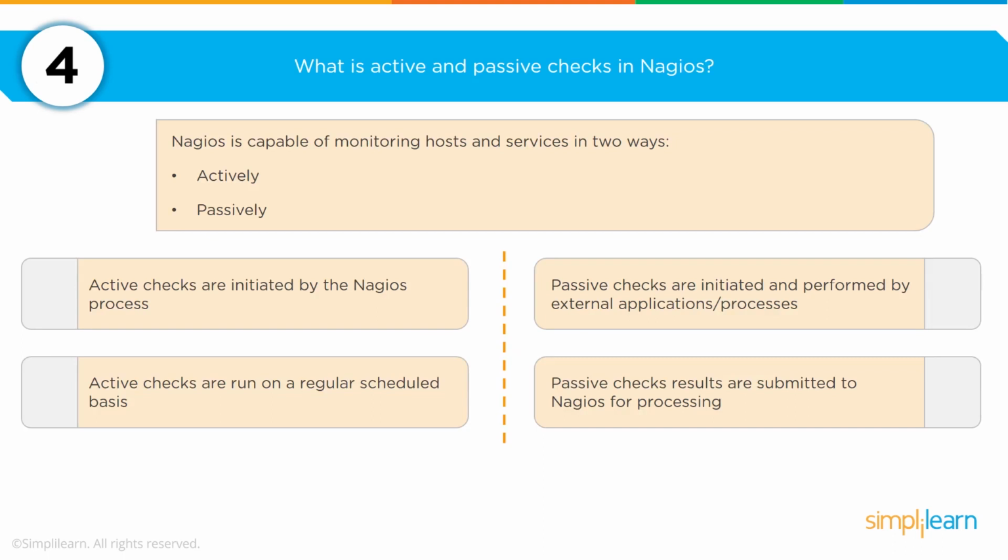So there are two types of checks within Nagios. You will be asked, what is an active and passive check in Nagios? An active check is initiated by the Nagios process and is run on a regular schedule. A passive check is initiated and performed by an external application or process. So this may be where a system is failing, and results are submitted to Nagios for processing.